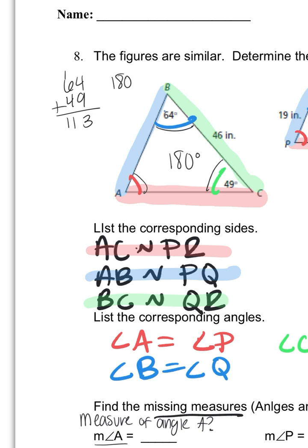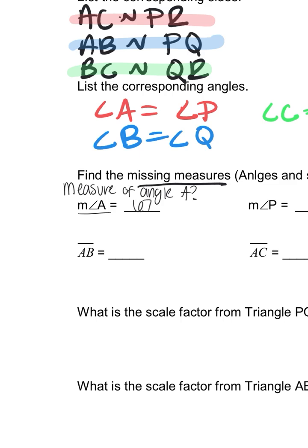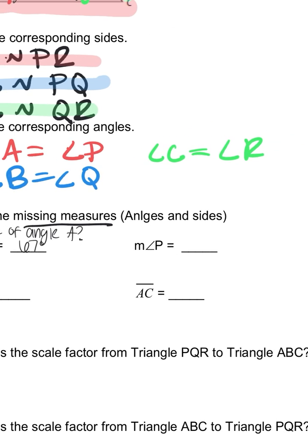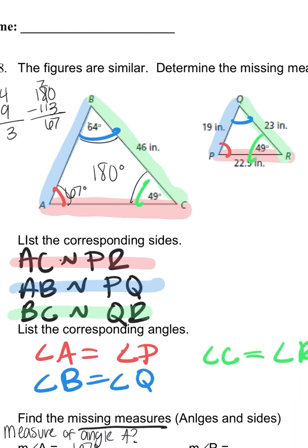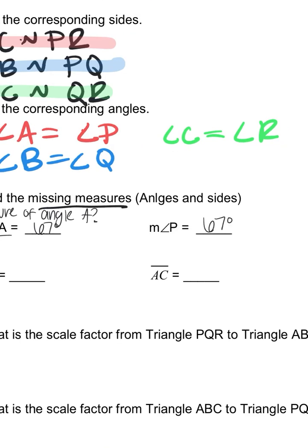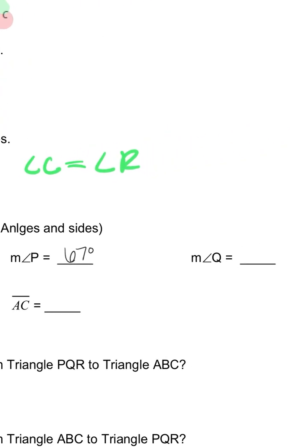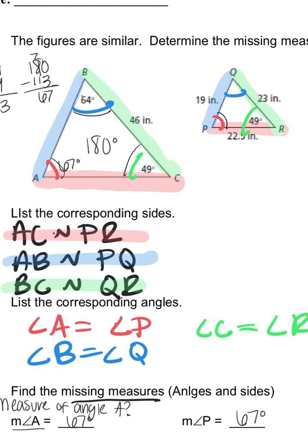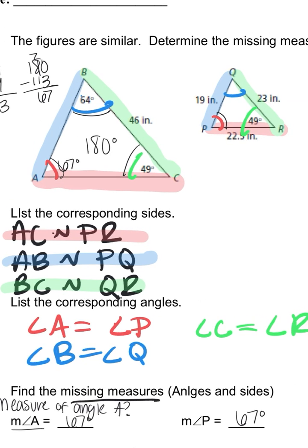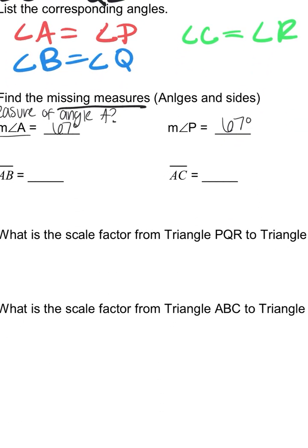So I'm going to have to do 180 minus 113. Borrow and carry. 10 minus 3 is 7. 7 minus 1 is 6. To give me angle A is 67 degrees. Then it's asking me what is the measure of angle P. Angle P is congruent to angle A. So if angle A is 67 degrees, angle P is going to be the exact same measurement of 67 degrees. All right, and then last but not least, measure of angle Q. So we're going to go back here. Well, B and Q are equal based off of our rules to be similar. And if B is 64, Q is going to be 64.